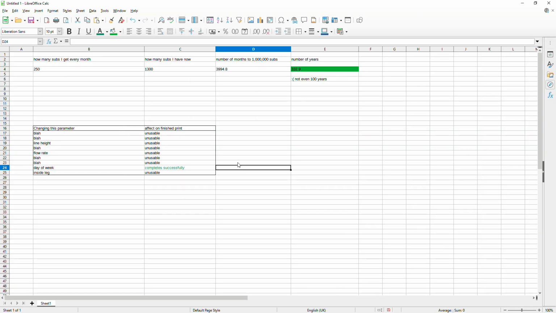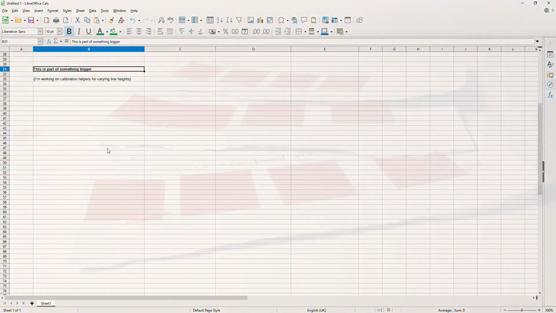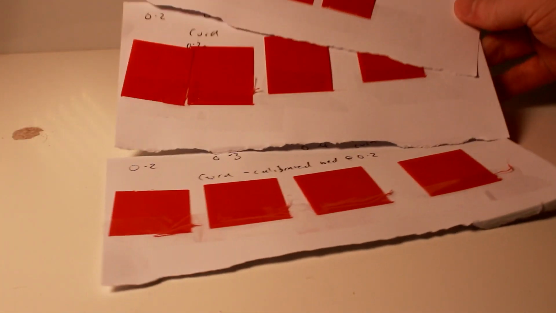My aim is to help you become better at joining the dots between all the parameters in the slicer and what literally gets extruded out of the other end. So with as few as possible further ados, well, just one actually, this is part of something bigger.